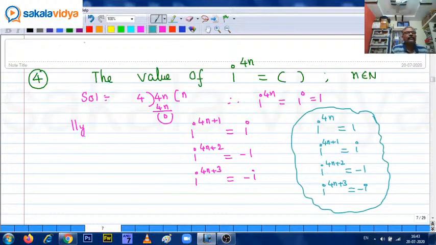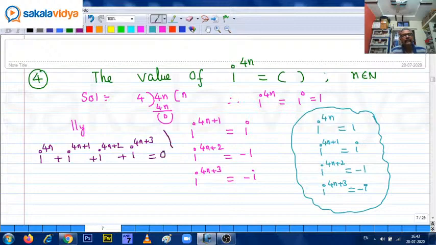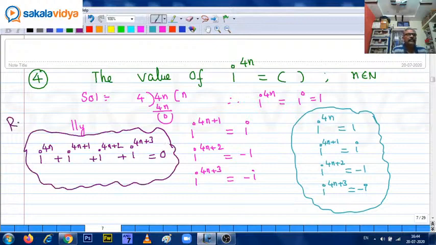And one more very, very important result you will get. i to the power of 4n plus i to the power of 4n+1 plus i to the power of 4n+2 plus i to the power of 4n+3 is always, adding, 1 minus 1 cancel, i minus i cancel, you get 0. This wonderful result, just note it down, it's an important result. Right, understood now all of you?